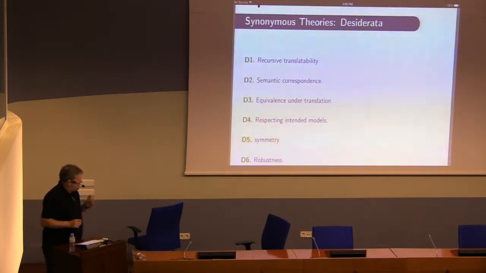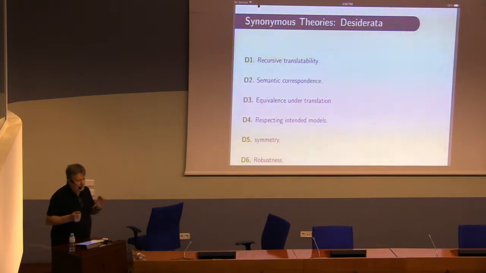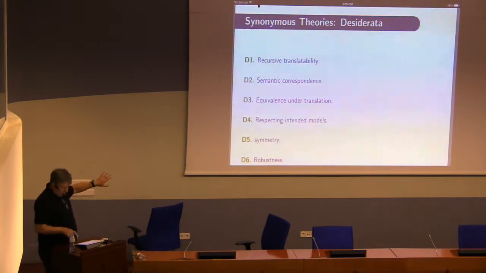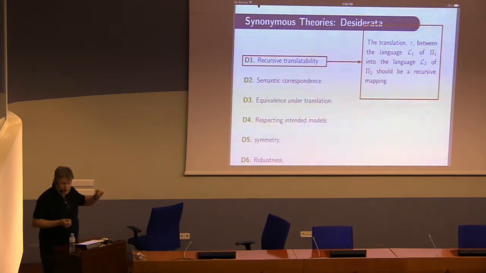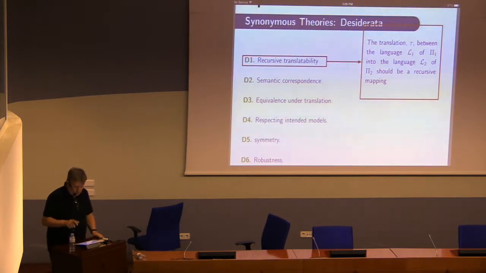So the methodological message is to try to suggest some desiderata or criteria of adequacy for a concept of synonymy for theories in different languages. Okay, and there are six parts to this. So the first one is that you want to be able to translate. So I'm assuming I've got a language L1, I've got a theory Pi1 in that language, and I'm going to be able to translate from the language of Pi1 into the language of Pi2.